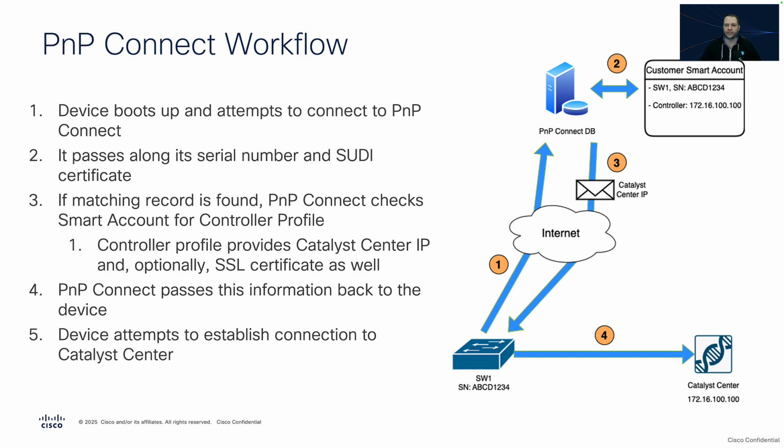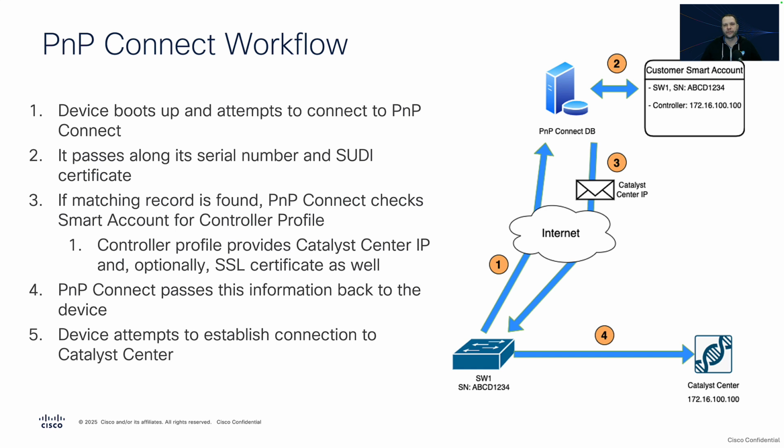And as we mentioned on the previous slide, our backend system for the Plug-and-Play Connect portal will begin searching through our database of customer smart accounts in order to find a match for this specific device. And if that matching record is found, then the portal will check that smart account for a configured controller profile that would match the device that's checking in. If that controller profile exists, then it will provide the Catalyst Center IP address or its DNS hostname, and optionally you can also include the SSL certificate for Catalyst Center in that profile as well.